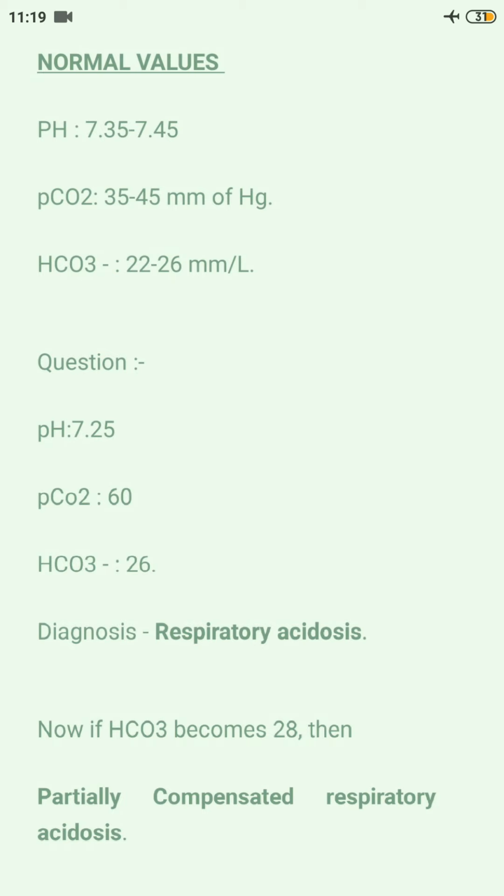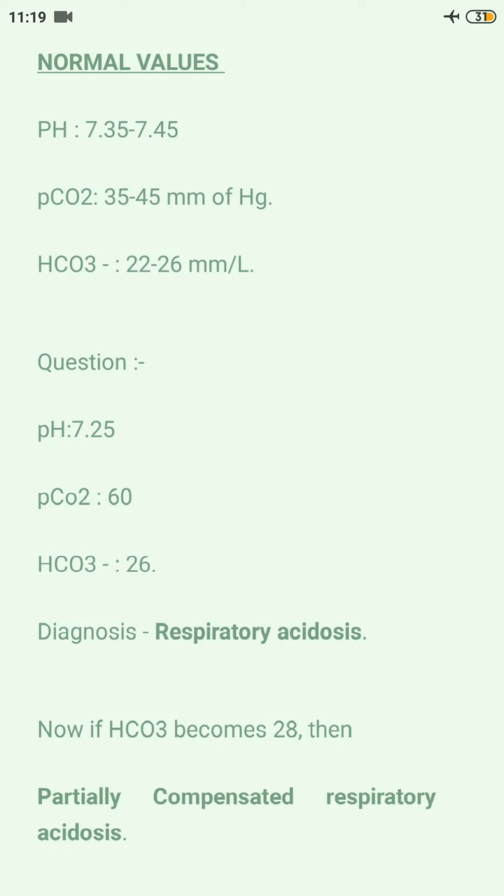So coming to the first question, that is pH 7.25, PCO2 60, and HCO3 minus is 26. So as we can see, HCO3 is in the normal range, but pH is less than 7.35, so it is definitely acidosis. Now coming to PCO2, it is increased and it is way more than 45. So it has something to do with the respiratory component. So our primary diagnosis will be respiratory acidosis, which is uncompensated.